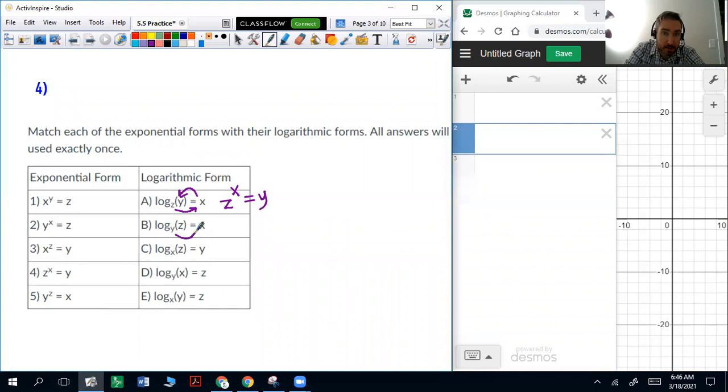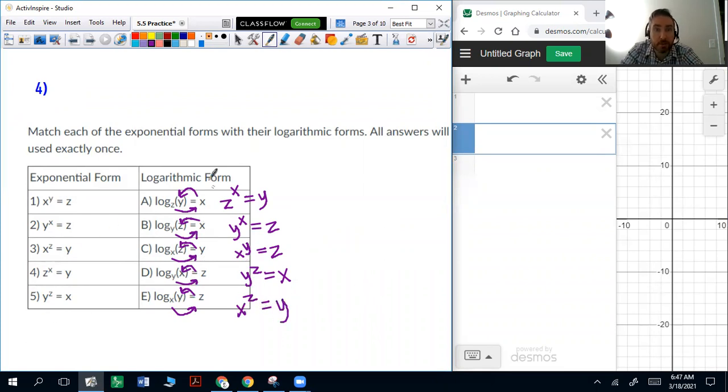Y to the x equals z. See how I'm going out and back? So y to the x equals z. X to the y equals z. Y to the z equals x. And x to the z equals y. So you can match those up, but those are the right answers for each of those.